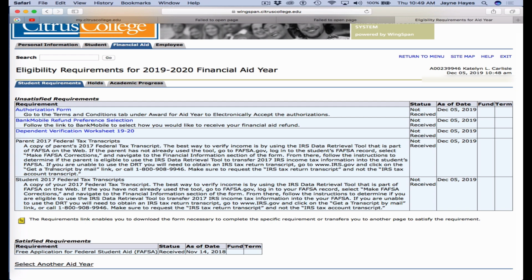Now, you might be one of the lucky ones who doesn't get selected for verification. However, every single student will still have to submit an authorization form, right? We select that, Katie? Mm-hmm. Okay.